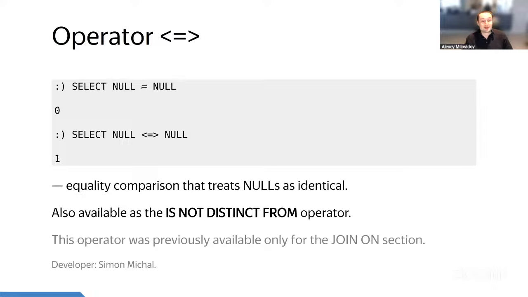not equal to null. If you write if null is not equal to null, it will also be false. Null is not less than null, not greater than null, not greater or equals, not less or equals. So nulls are totally incomparable, except with this new operator. This new operator will treat nulls as equal. Previously, this operator was also available, but only inside the JOIN ON section. Now you can use it everywhere inside any type of statement.